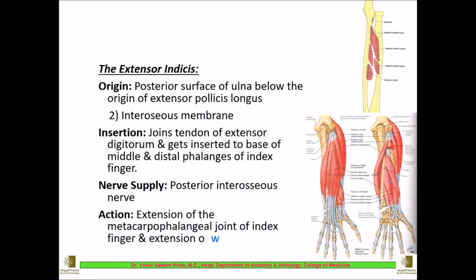Coming to the actions of this muscle, because it is going to the index finger, and because it is crossing all the joints and getting inserted to the index finger, it helps in the extension of the metacarpophalangeal joint, the proximal and distal interphalangeal joints, as well as even up to a certain extent the wrist joint. Okay, so this is the function of this muscle called the extensor indicis.